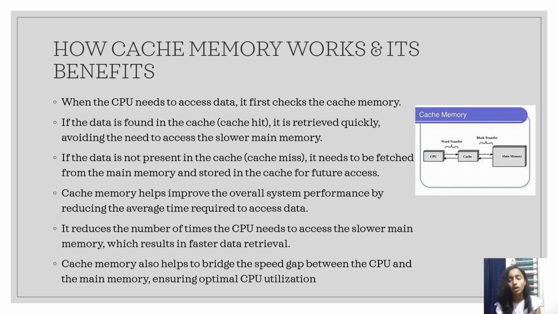Lower power consumption. Cache memory allows the CPU to access data more quickly, reducing the idle time and resulting in lower power consumption. Cost efficiency. Cache memory is more expensive per unit compared to main memory, but its smaller size makes it more cost effective overall.